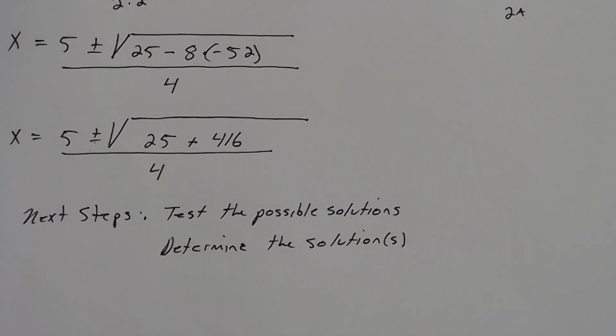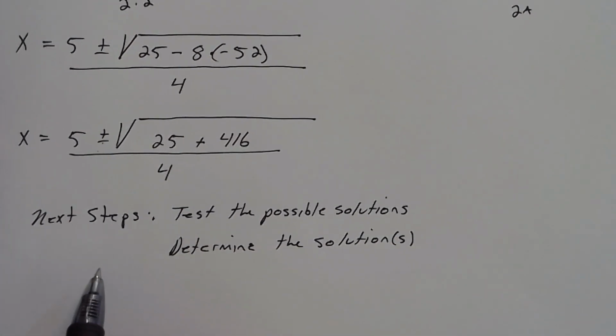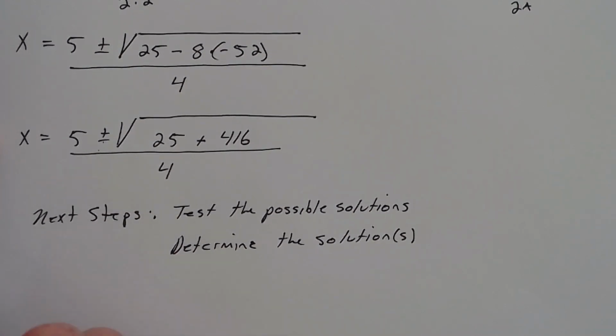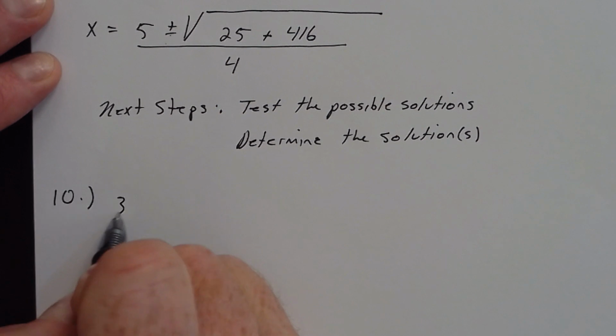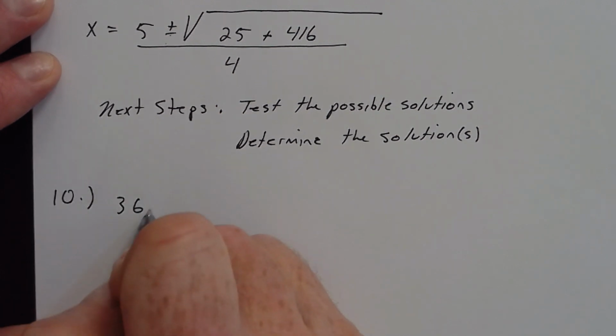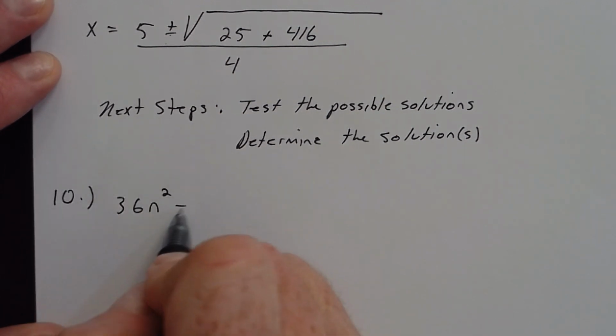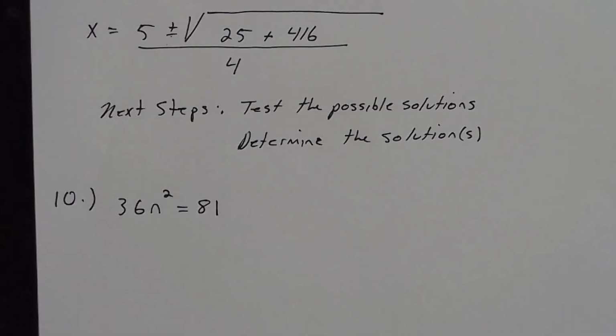And let's go ahead and do number 10. Let's do number 10 quickly here. I know this is backstepping, but we could probably finish this in just a couple minutes, and then I can check classwork here. So number 10 is 36n squared is equal to 81.